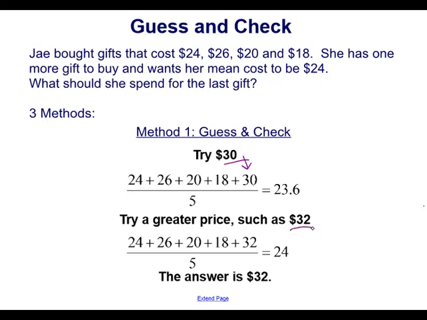So now we can try, let's say, 32. So let's say the gift is $32. Now you add up 32 with the other 4 values and divide by 5. And you can find that your mean cost would be the 24. So by guessing and checking, maybe you guess $25 first, or you guess $35 first. You would have to calculate the mean from there and then just keep lowering or adding more value to your price until you found that magical number that gave you the mean of 24. So the first method is just guessing and checking.